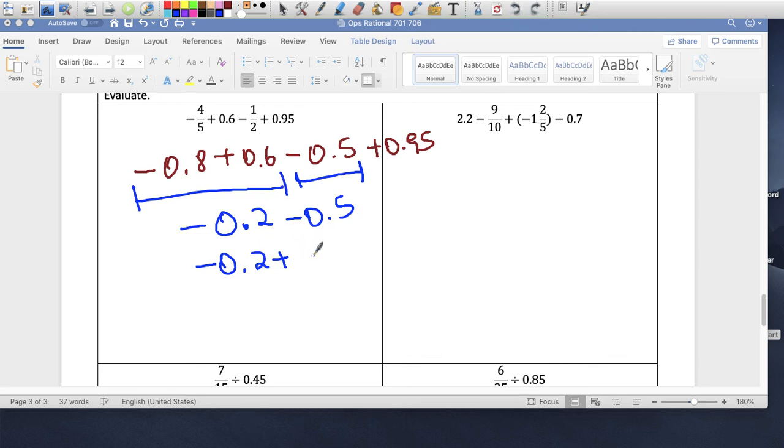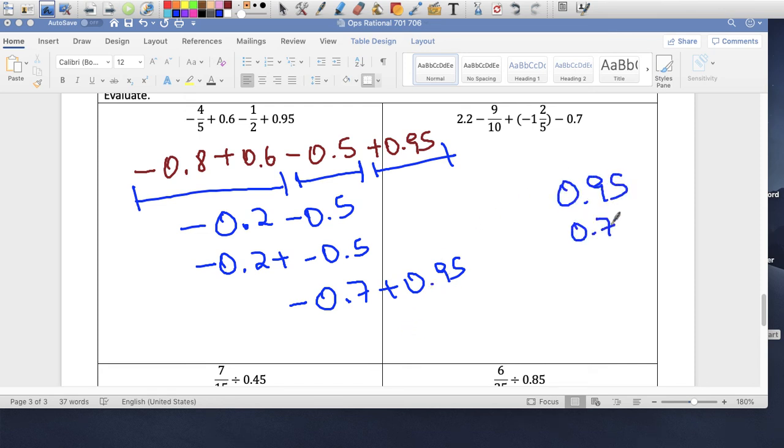Oops, so subtraction becomes addition, and that becomes negative 0.5. Well, they're both negatives. Negative 2 plus negative 5 is going to be negative 7. Negative. And then I'm going to finally do that with 0.95 plus 0.95. Who wins? Well, there's more positives this time around. And if you subtract, right, put a 0 there as a placeholder, you're going to get 0.25. So the final answer is going to be 0.25. So much easier, I think.